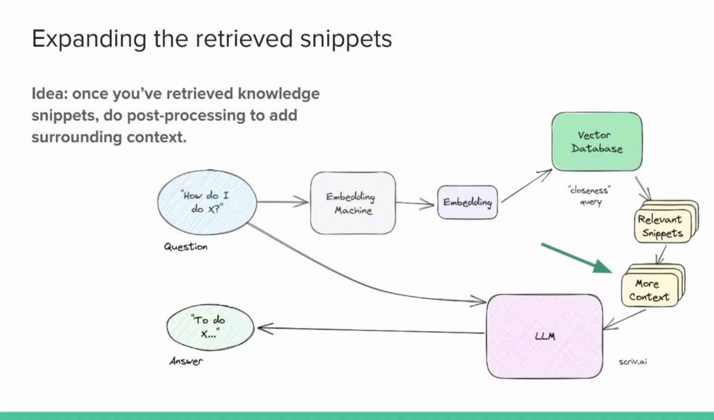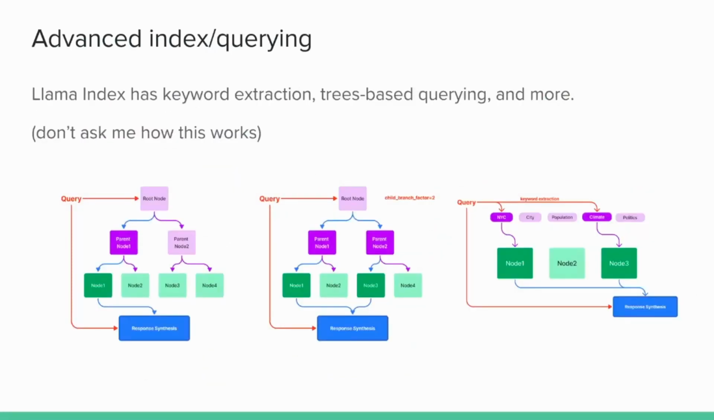This is a way you can get around the problem of having snippets that are too specific: you expand what is being sent to the language model after the search process. And there are tons of other things you can do here in terms of post-processing, or trying to make what actually gets sent to the language model more specific.